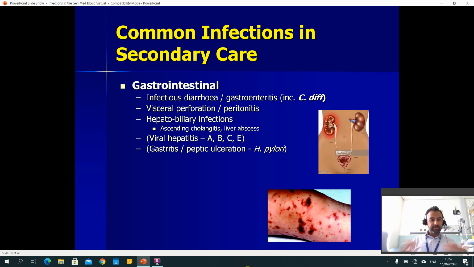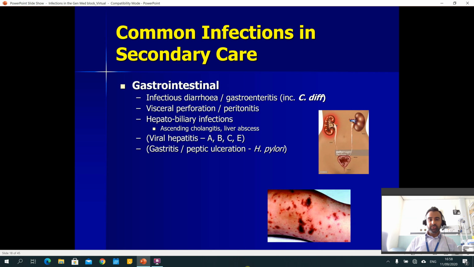Hepatobiliary infections, we've mentioned this. Again, usually they're caused by Enterobacteriaceae or anaerobes, whether it's in the biliary tree or liver. And then I mentioned viral hepatitis as possible infections that you may see in secondary care, although these are usually managed in the chronic, in the sort of clinic setting. A and E and potentially B are some that you might come across.